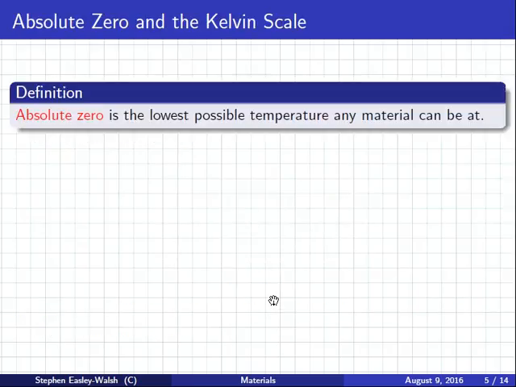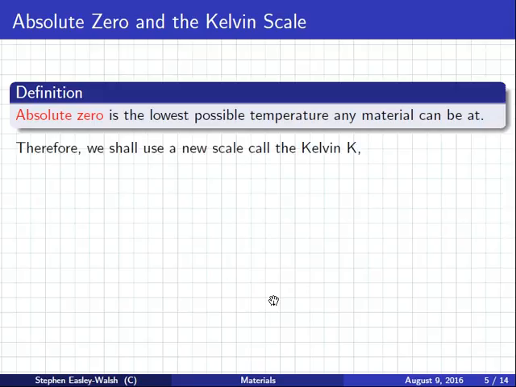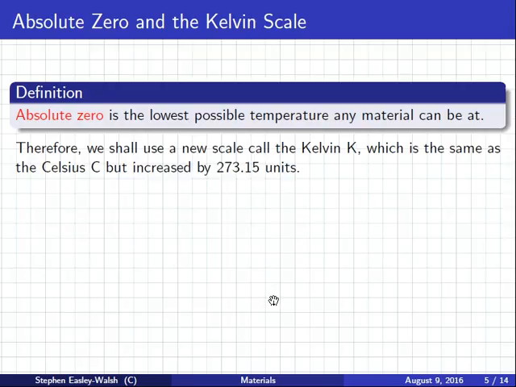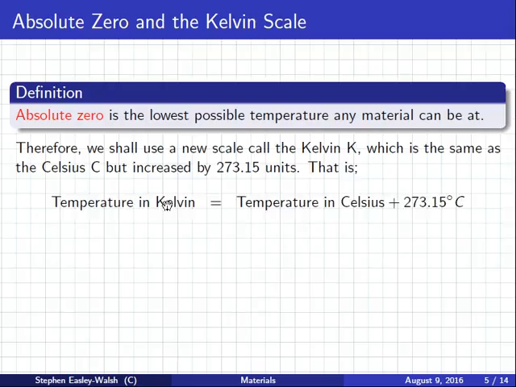He called absolute zero the lowest possible temperature. And I don't think he called the unit after himself, but he came up with a new unit, which we call the Kelvin, which is nearly the same as the Celsius, but with one big difference, as you probably know from chemistry. You increase it by 273.15 units. So in other words, if you want the temperature in Kelvin, it's the temperature in Celsius plus 273.